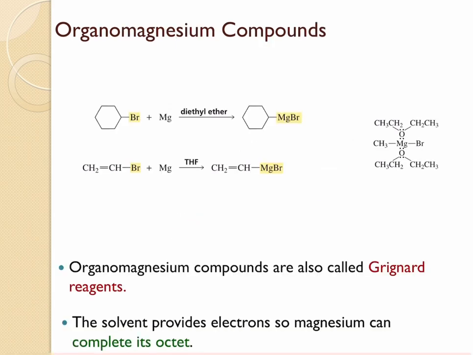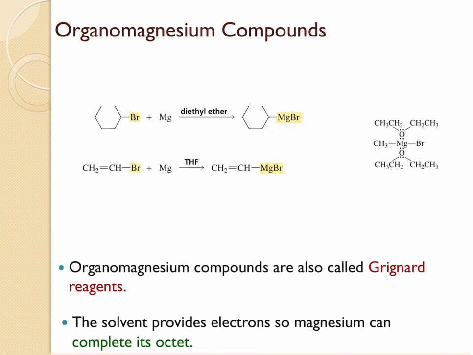For the synthesis of organomagnesium compounds, you can take alkyl halide or aryl halides or vinyl halides and react it with magnesium shavings in the presence of ether as a solvent. Usually diethyl ether is used, or you can use THF also. In this reaction, the magnesium is going to get incorporated between the carbon and the halogen bonds. The magnesium is going to go in here. And that's how you will form the organomagnesium compounds.